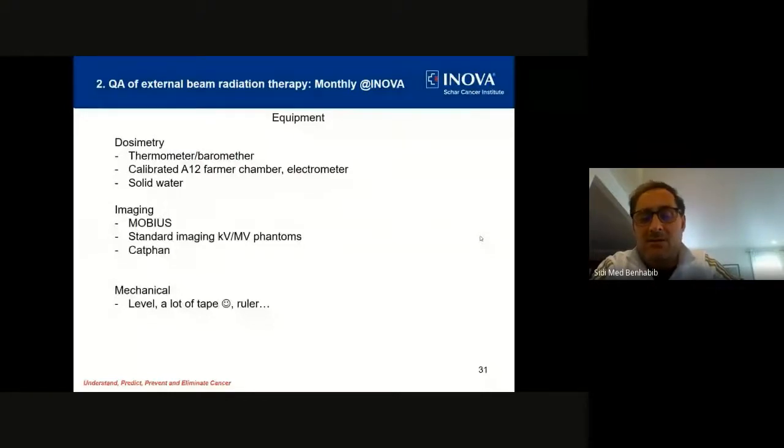For the imaging parts, at Inova, we have Mobius. We are lucky enough to have Mobius, so everything is processed quickly. And then we use Standard Imaging as well. There are a lot of products that can be used for imaging: Mobius, Standard Imaging, CATPHAN for CBCT. And you have to decide what tools you're going to use in your clinic. And also for the mechanical check, as a physicist, we use a lot of tape and ruler and level. Next slide, please.